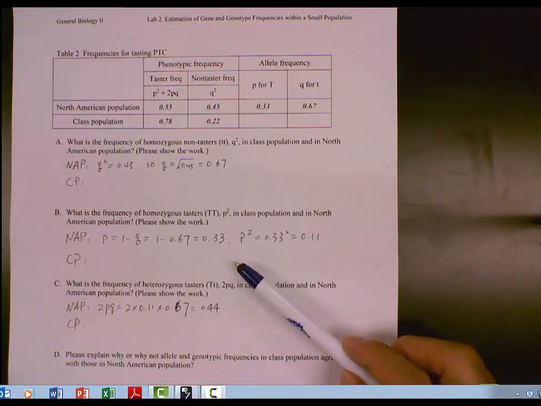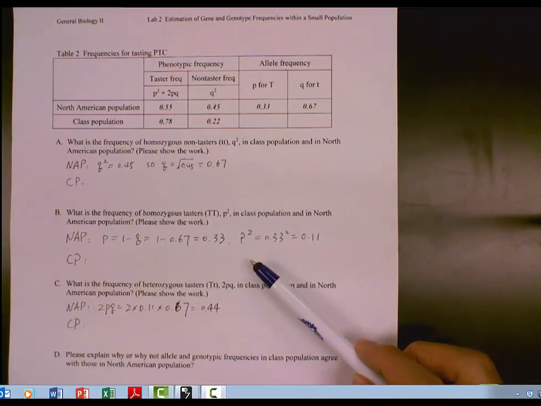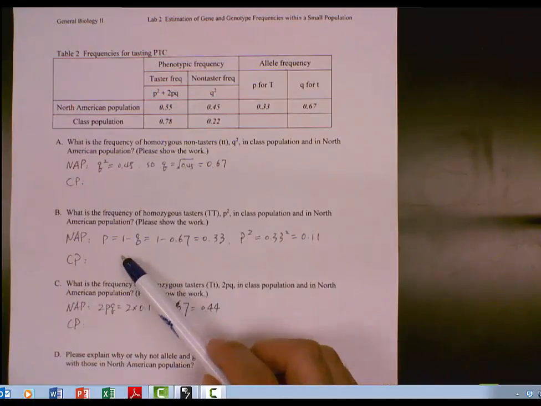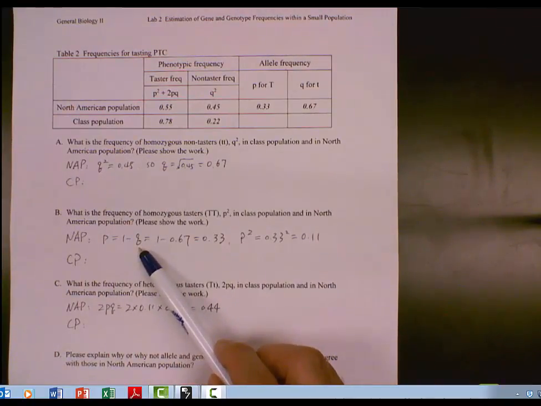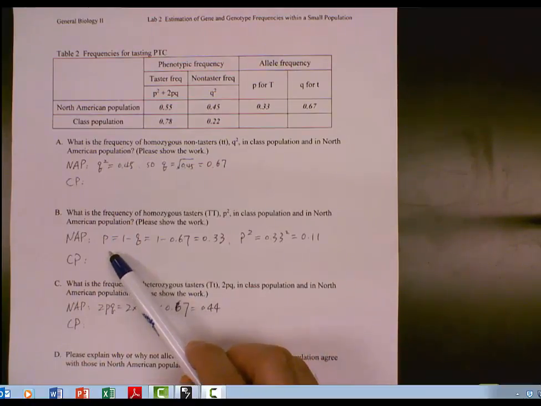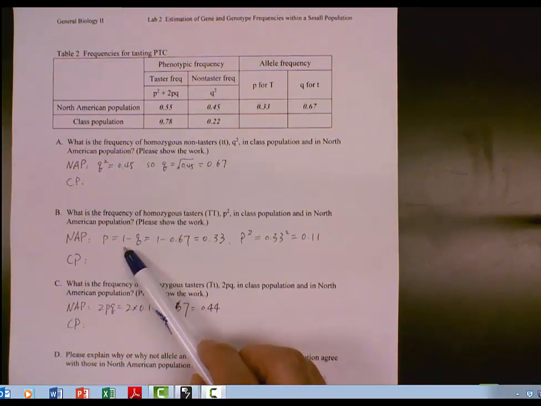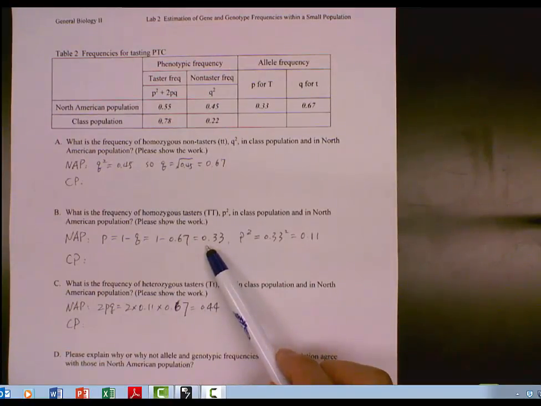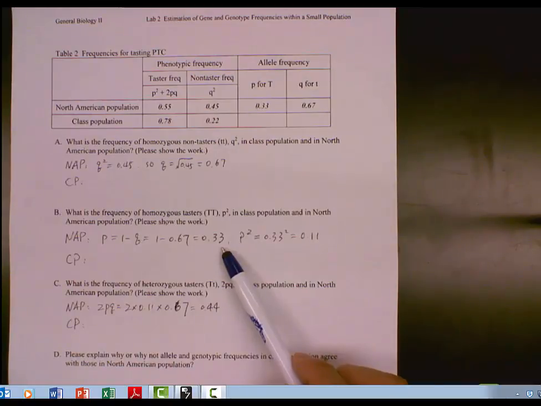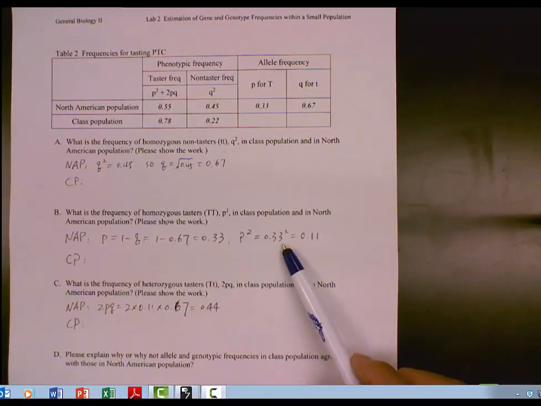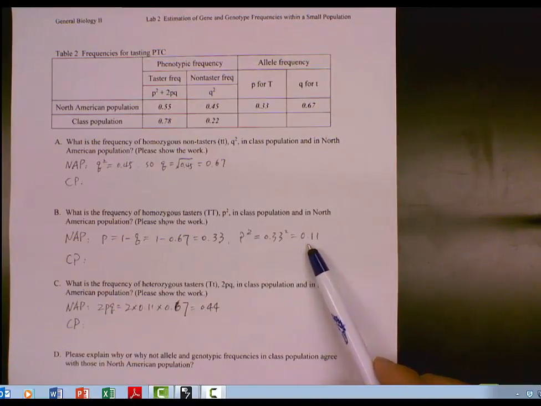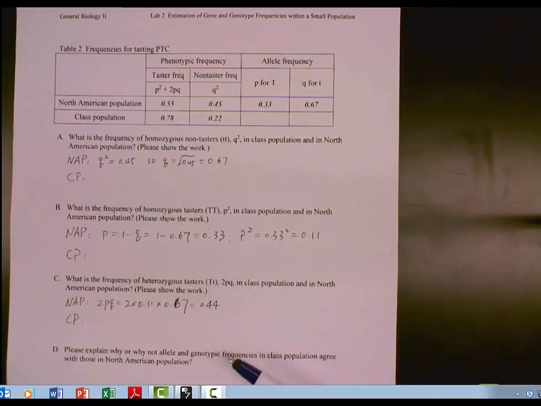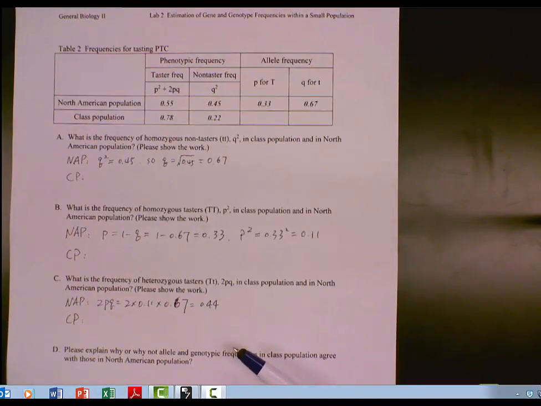Let's move on to the next question. What is the frequency of the homozygote tasters, big T squared, p squared, in the class population and in the North American population? For the North American population, q is already known. We can use this value to calculate p based on one equation from the Hardy-Weinberg principle: p equals 1 minus q. 1 minus 0.67 equals 0.33. That's the p value. P squared equals 0.33 squared, which is 0.11. You can get the same value for the class population.